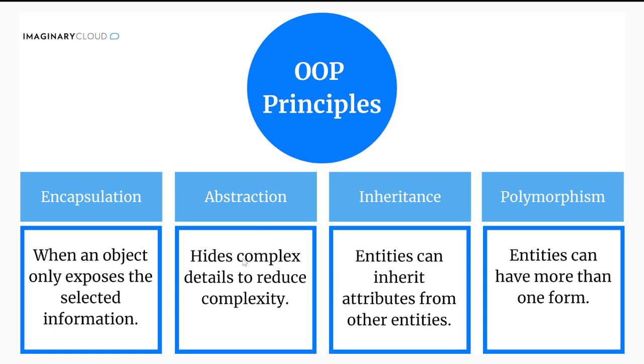Abstraction is basically hiding the complex details from the user. Okay, so abstraction means the user only has to be concerned about the high-level information, not the low-level details. So hiding all the complexity from the user is basically abstraction.